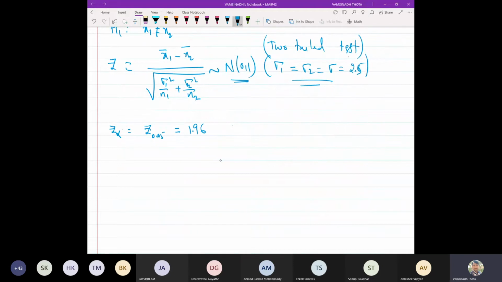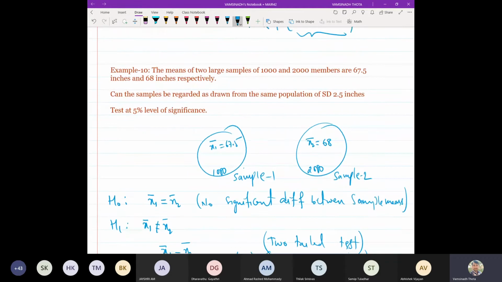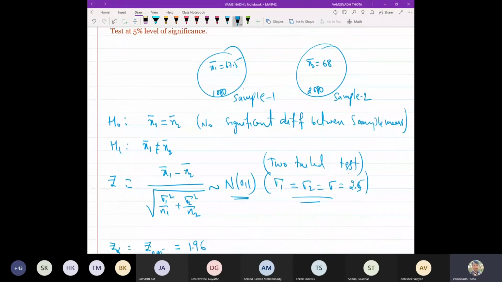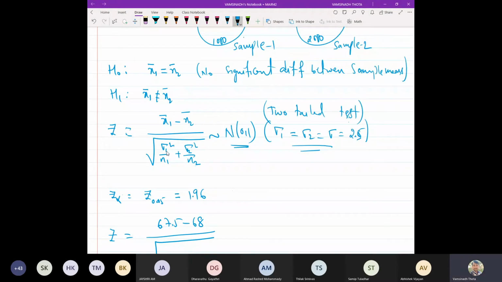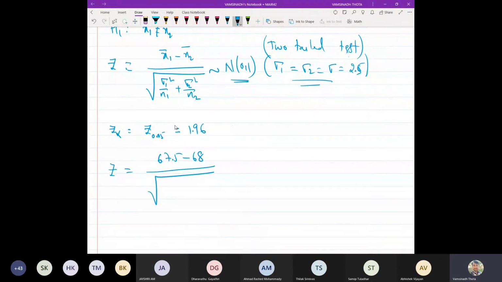Now let us evaluate this. The test statistic z is equal to the difference between the sample means x1 bar, x2 bar, that is 67.5 minus 68, upon the square root of... Here sigma 1 square and sigma 2 square are both the same, so you can take it out of the root and get sigma only. That is 2.5 times the square root of 1 upon 1000 plus 1 upon 2000. Now please evaluate this value and give me that.